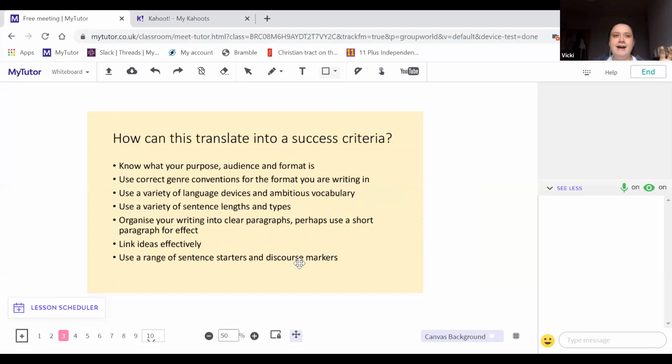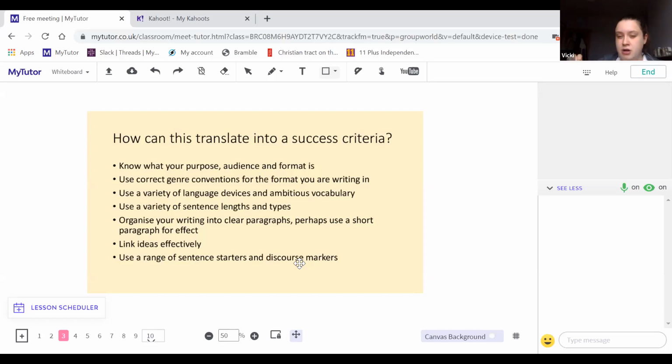I think for you guys, an exam syllabus question mark scheme is really difficult to understand. So I thought I would translate this into success criteria for you guys. Before you start writing, make sure you've worked out what your PAF is. Make sure you're using the correct genre conventions for that format.